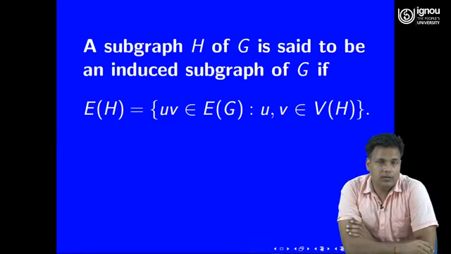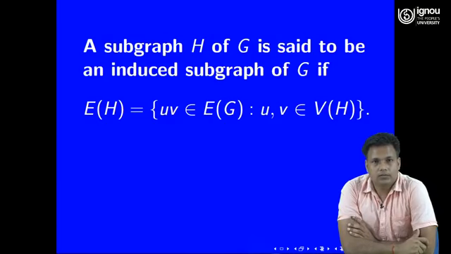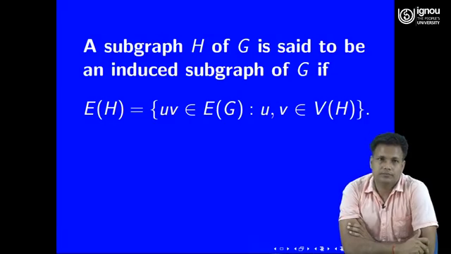An induced subgraph is a subgraph of G if its edge set EH contains all those edges of G whose endpoints are also in H. That means an induced subgraph is that subgraph of G in which, if any two vertices are adjacent in the original graph G, then those must also be adjacent in H.